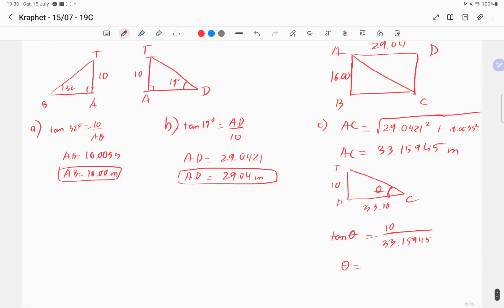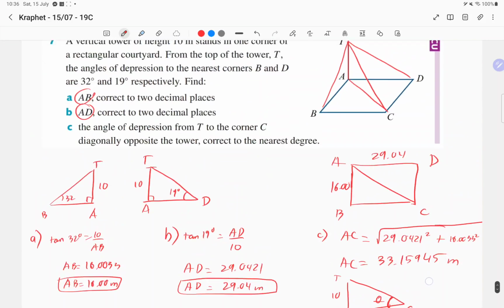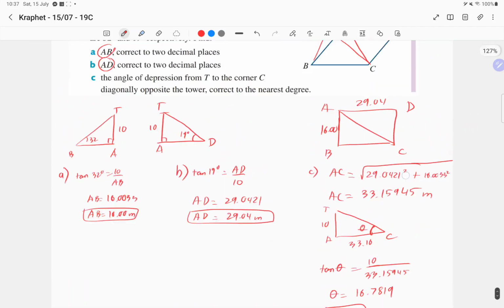So then theta is just again inverse tangent, you don't even need to write that. So inverse tangent of 10 over 33.15945 is 16.7819, and then to the nearest degree, theta would be equal to 17 degrees to the nearest degree. That's it. Not too bad?